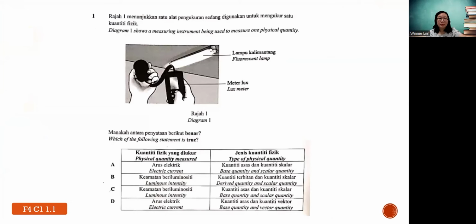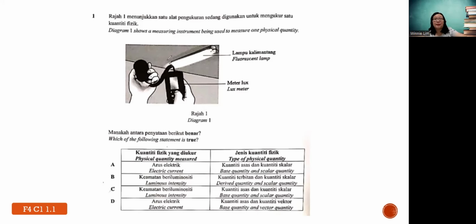Okay, there is a table which states what type of physical quantity is being measured, and what the type of physical quantity is. So for information, what is a physical quantity? A physical quantity is any quantity that can be measured by a scientific instrument. Based on the table, the physical quantity is either current or luminous intensity.